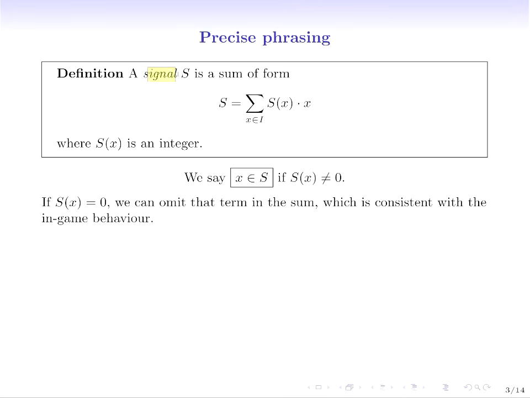So I would write a signal as the sum of items times a number. This is an integer, and we would say x is inside S if the integer is non-zero. And in the case that the coefficient here is 0, we can just omit it as usual in the sense of a sum, and this is consistent with what happens in the game: if you have 0 of something in a signal, it simply doesn't show up.